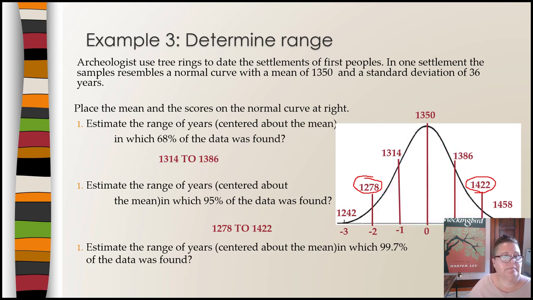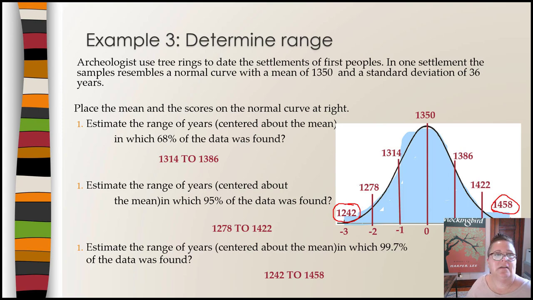Third question. Estimate the range of years, again with the center at the mean, in which 99.7% of the data is found. So for our 99.7, we're asking you to recognize that for the normal curve and the empirical rule, 99.7 is 3 standard deviations above and 3 standard deviations below. This goes from 1242 to 1458.